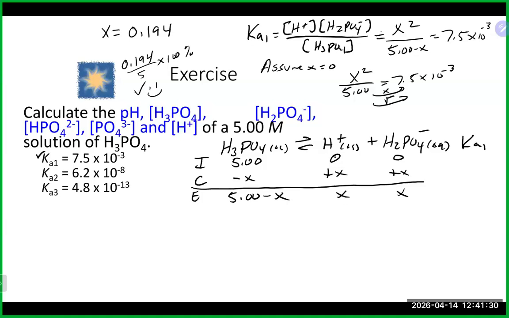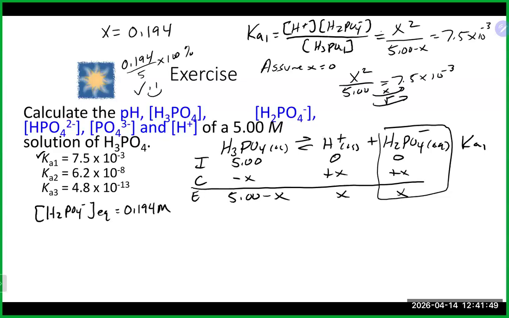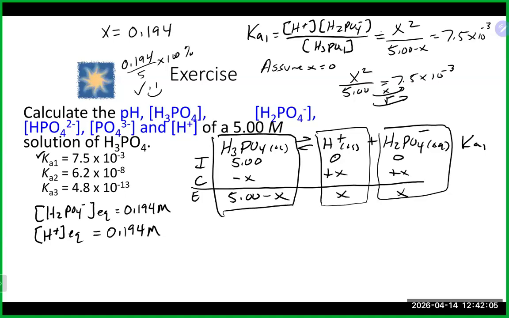So what that means in this case is a couple things. Off this very first dissociation, we have a lot of answers to what we're looking for. So we know our x value is this guy. So right off the bat here, we know the concentration of H2PO4 minus at equilibrium is 0.194 molar. We also can see that that is our H plus concentration as well. So we have the H plus concentration at equilibrium, 0.194 molar.